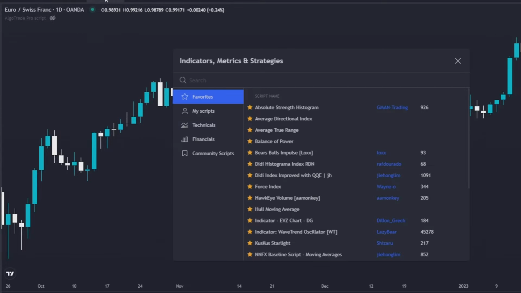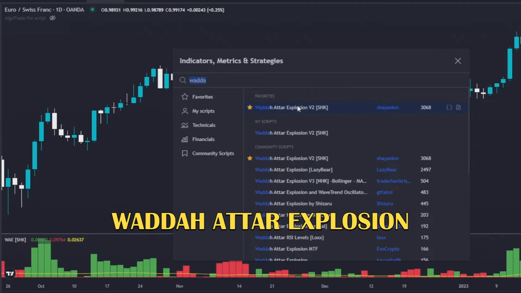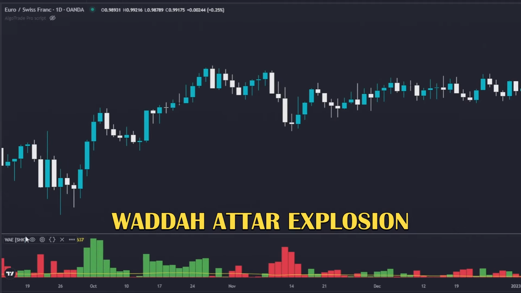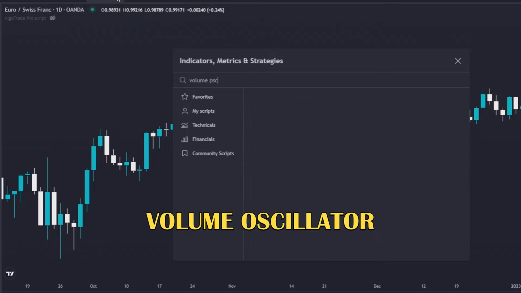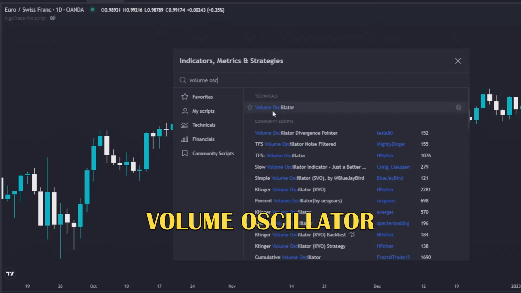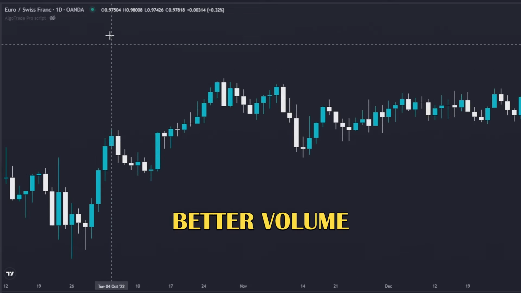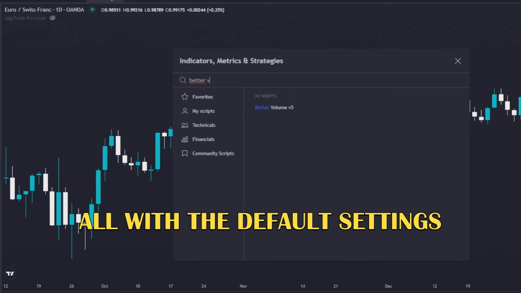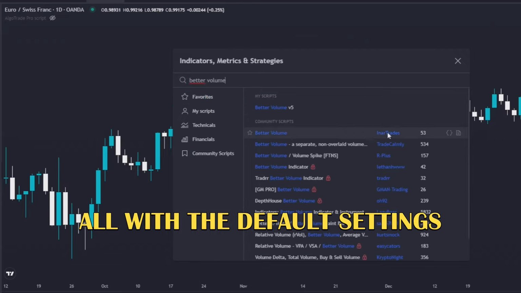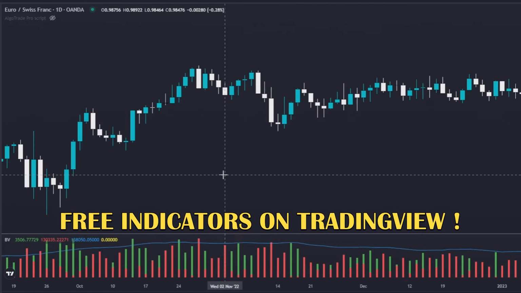So, the 3 volume indicators I will test are the Waddah Attar Explosion, the Volume Oscillator, and the Better Volume, all of them with the respective default settings. These 3 indicators are free and available on TradingView.